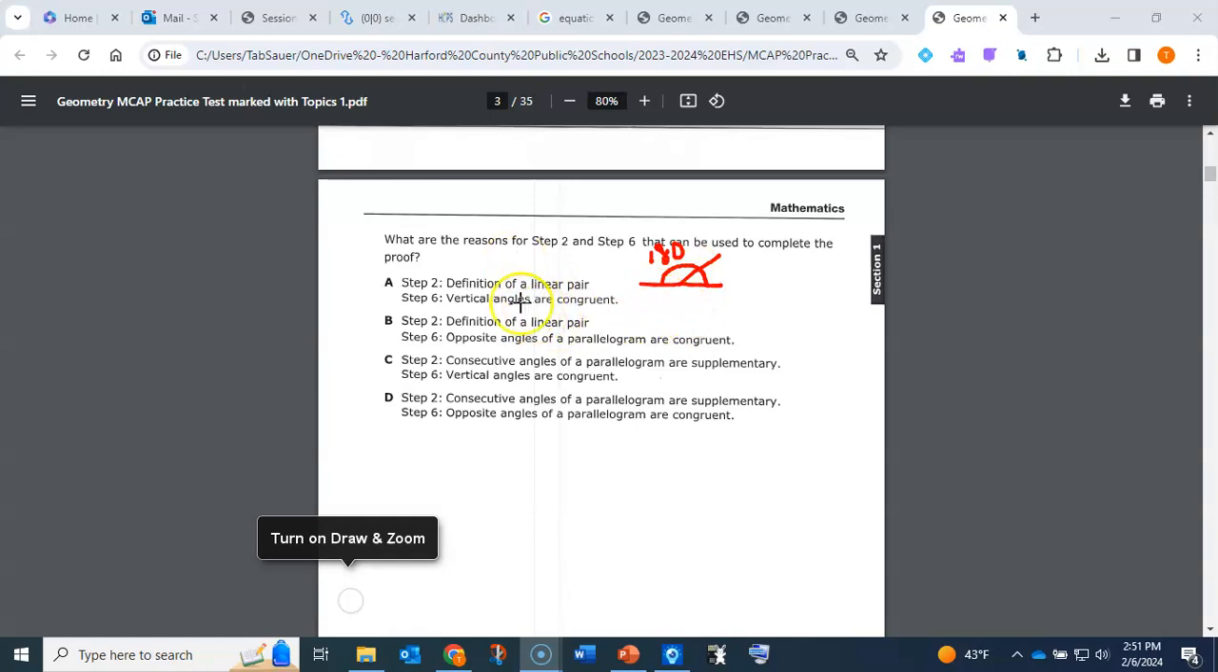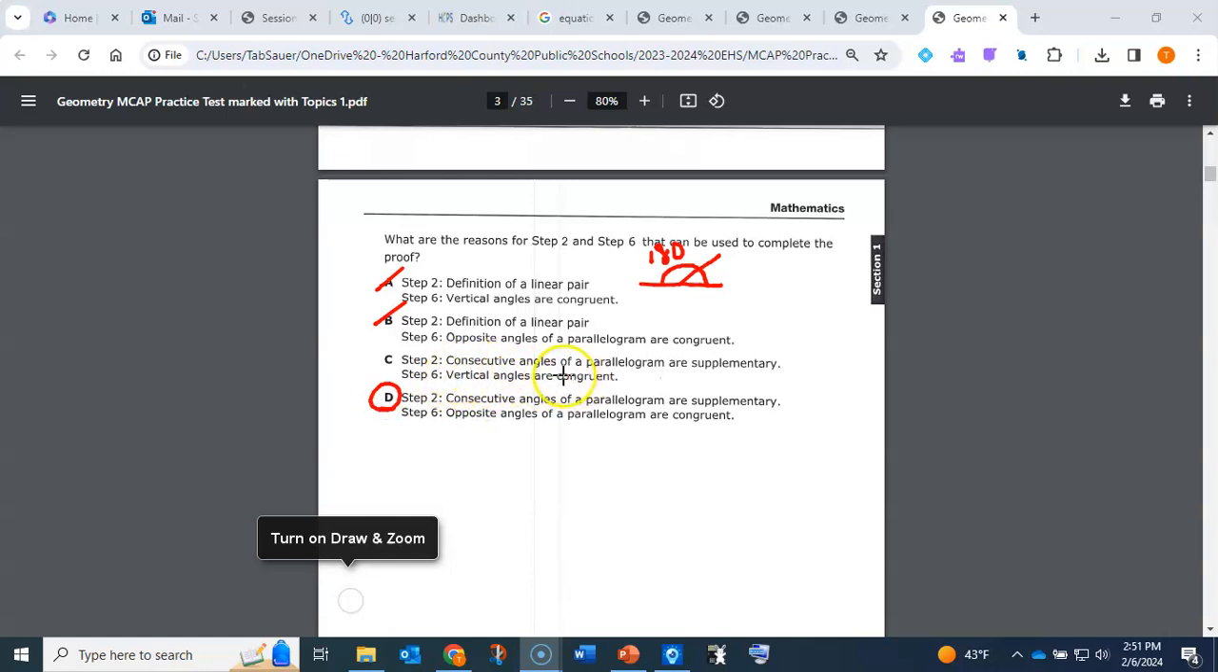These were consecutive angles of a parallelogram, angles next to each other in a parallelogram. So it's not going to be A and it's not going to be B. Out of C and D, the step 2 reasoning was consecutive angles of a parallelogram are supplementary. So angles next to each other add up to be 180. And then for step 6, stating that opposite angles of a parallelogram are congruent, that would be D.